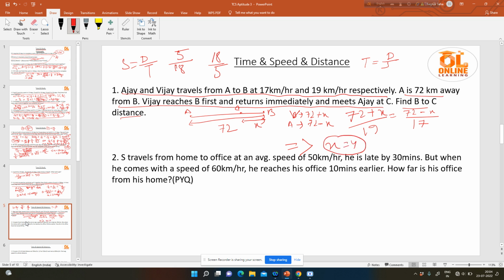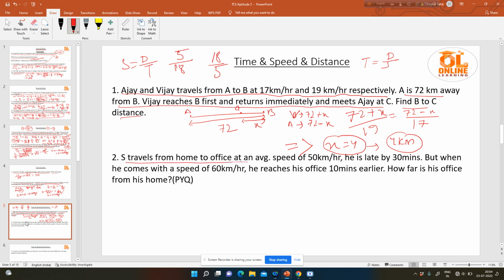You can solve it and you can tell me if you are finding anything else. x would be 4. So what is the distance between B and C? It is 4 kilometers. Okay, 4 kilometers would be your answer. Hope you have understood. Now let us move to the next question. It is a very important question, and also it is a previous year question.